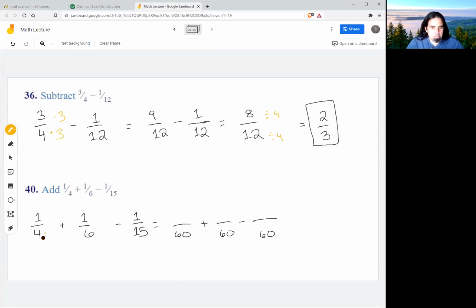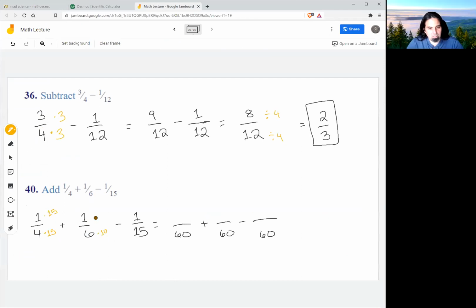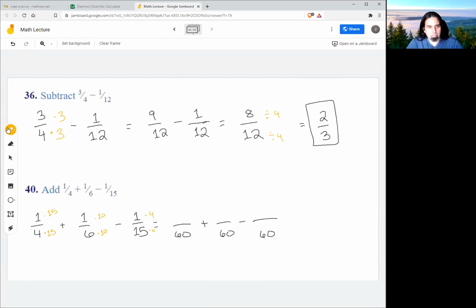From 4, it would be times 15. From 6, it would be times 10. If I do it to the bottom, I have to do it to the top. And if it's 15, it's times 4. So 15 plus 10 minus 4. Ignoring the fact it's 60ths, if I have 15 plus 10 of something and then I take 4 away, how many are left?